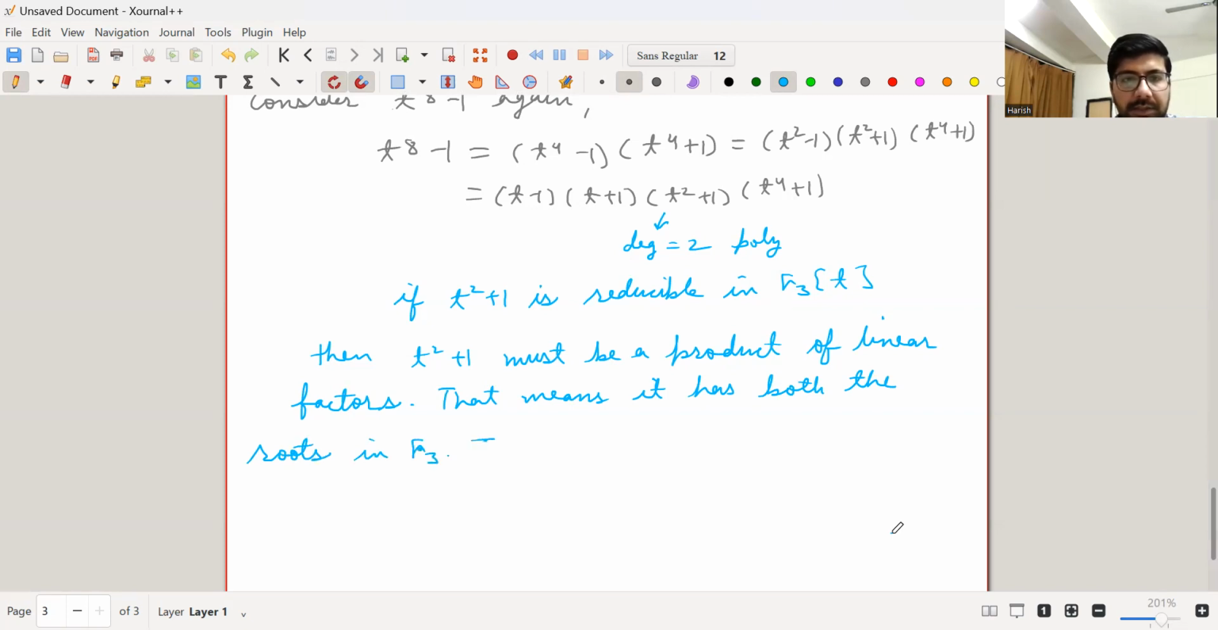And thus, in F3, what are the possibilities? 0, 1, and minus 1, right? But none of 0, 1, or minus 1 is a root of t square plus 1 in F3[t], hence it is irreducible.